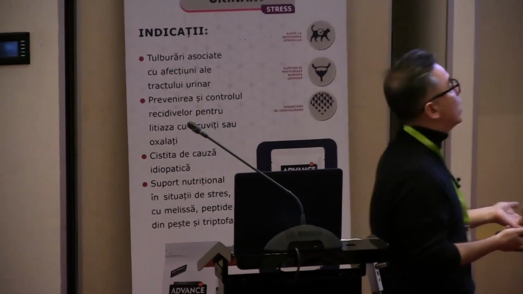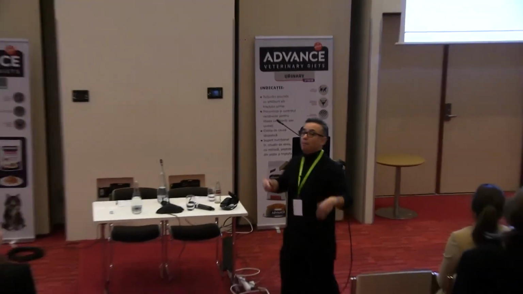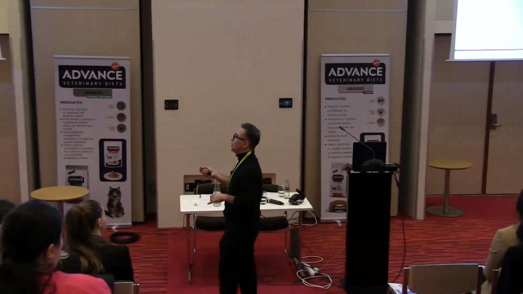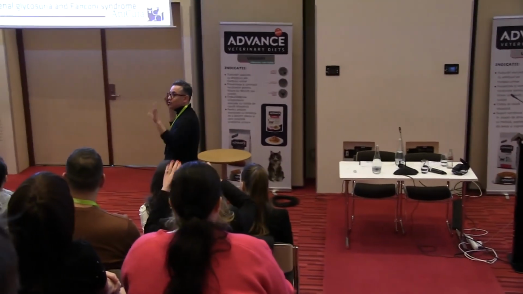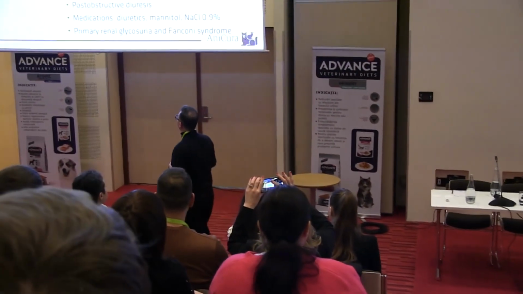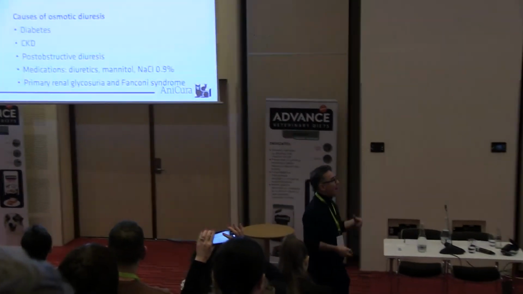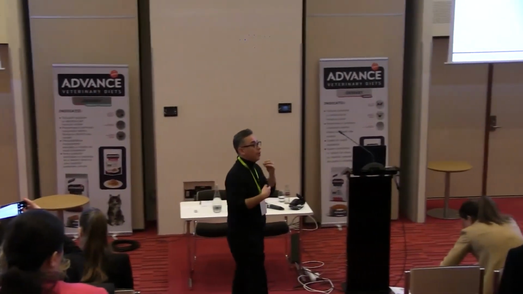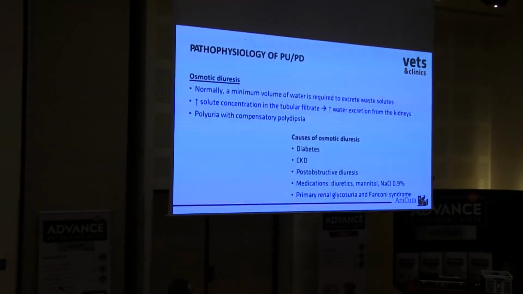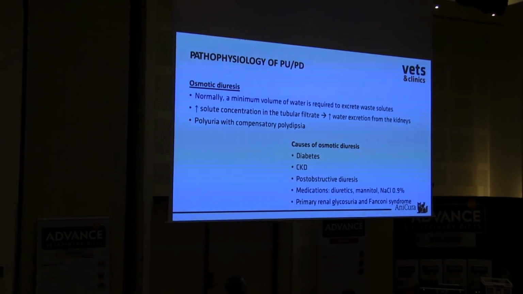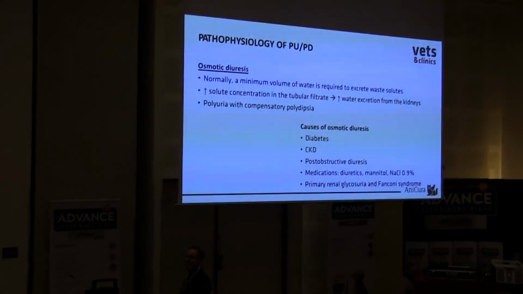Which causes of osmotic diuresis are more common? The most common is diabetes mellitus, okay? I forgot to put mellitus, okay? CKD, post-obstructive diuresis, which I talked about just a little bit in the first talk. Medications: diuretics, furosemide, mannitol, and fluids, because remember, this is salt, so you can induce osmotic polyuria. And another kind of glucosuria, more infrequent, is primary renal glucosuria, or Fanconi syndrome.